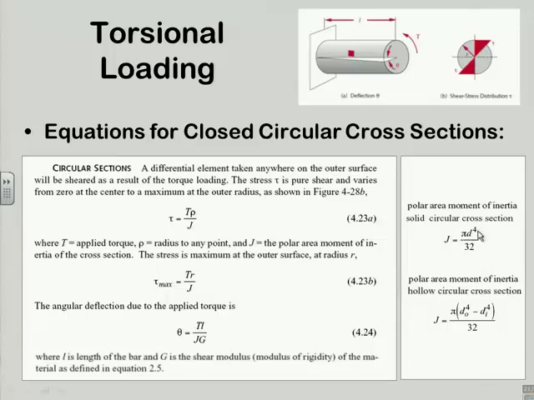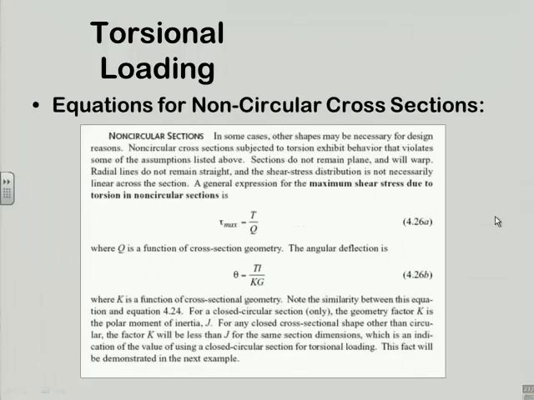Here's the formula for circular sections J, pi d to the fourth over 32. Notice the fourth power. A little bit more diameter, you get an awful lot more J, which really stiffens the system up and strengthens it as well, right?